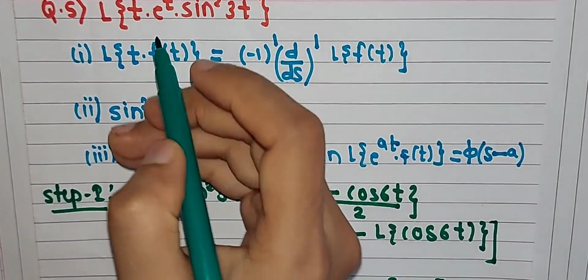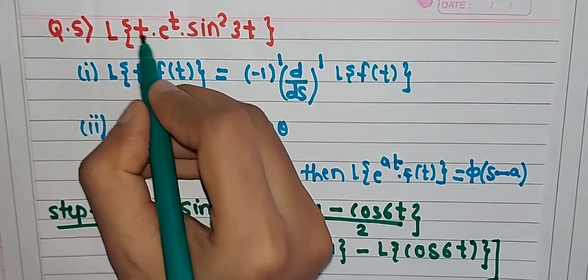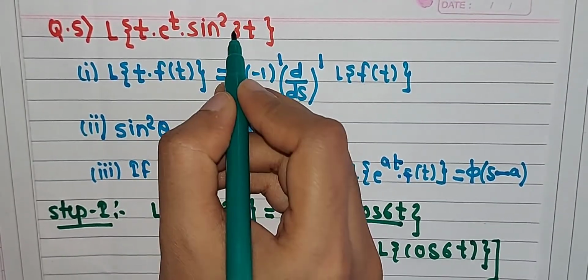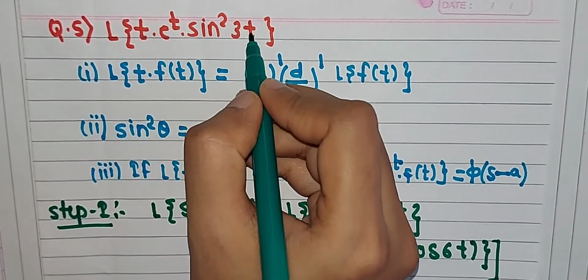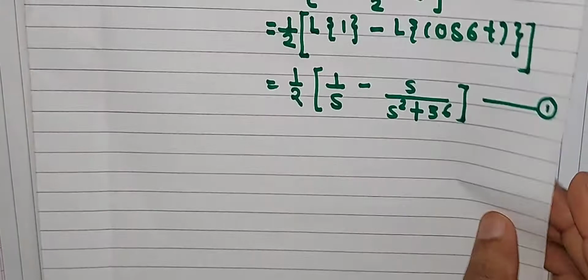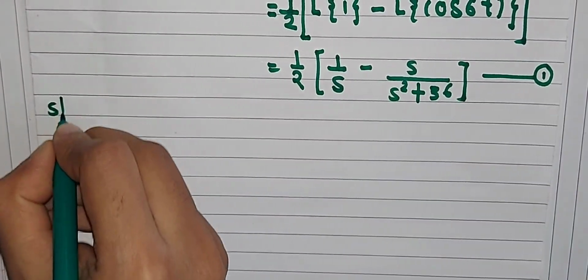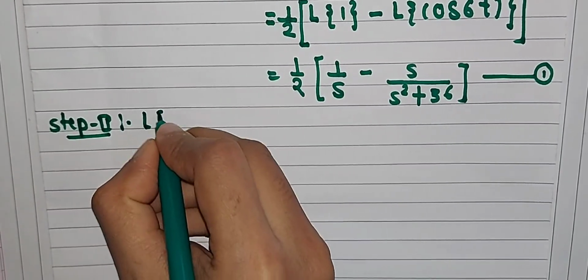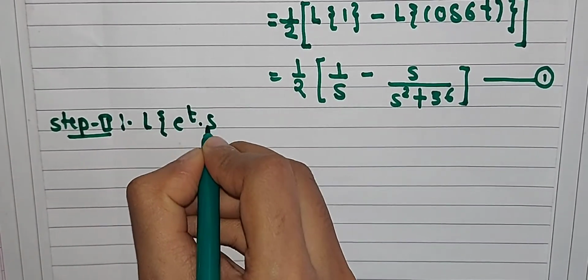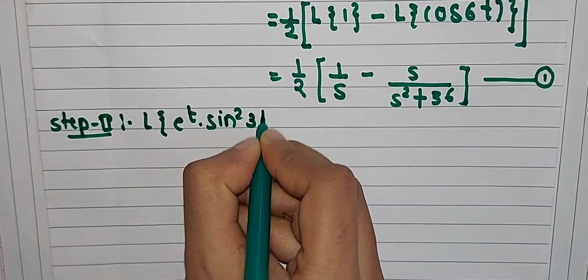Now we have another function, that is t into e raised to t into sin square 3t. So in step number 2 we will consider e raised to t into sin square 3t. For that purpose my step number 2 will be: apply Laplace on e raised to t into sin square 3t.